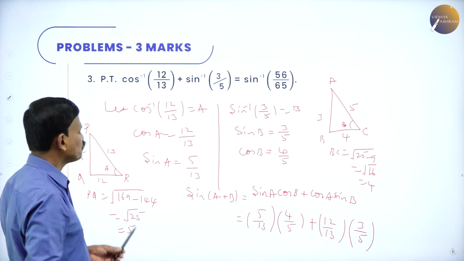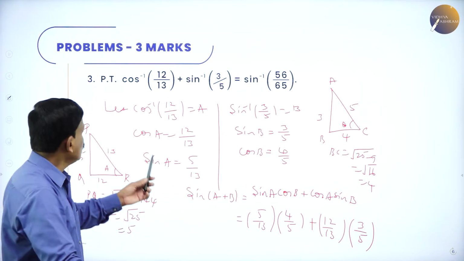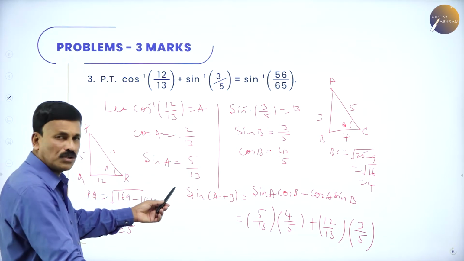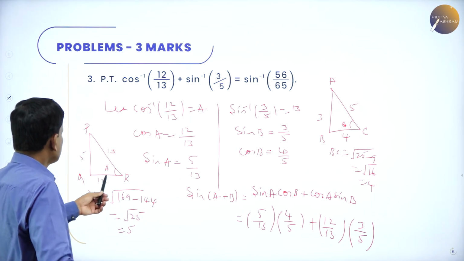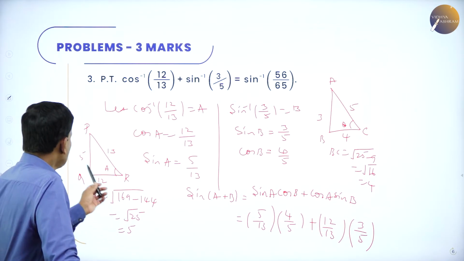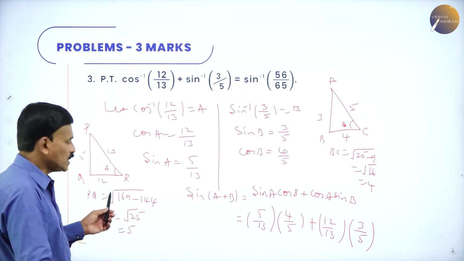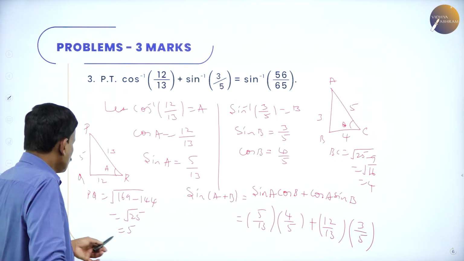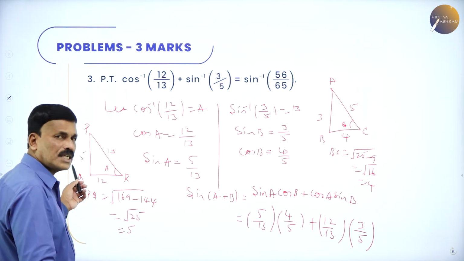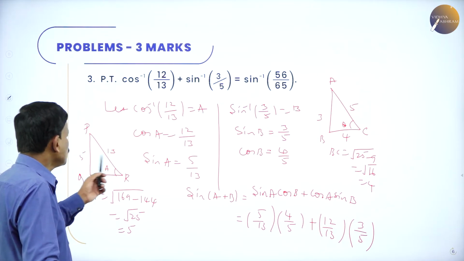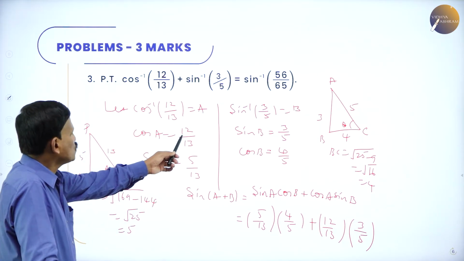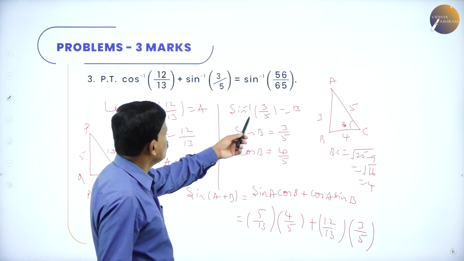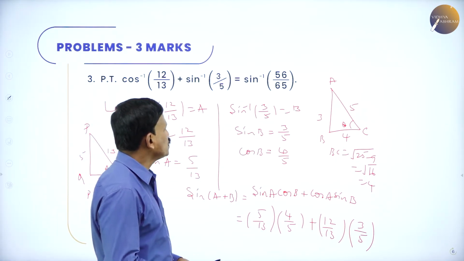That's it. So here, let me explain once again. Let us consider cos inverse 12 by 13 is equal to A. Cos A is equal to 12 by 13. Find out the value of sin A. Sin A is equal to opposite by hypotenuse. Just represent in a triangle and get the value of the other side. So you will get PQ as 5. Again, sin theta is opposite by hypotenuse, that is 5 by 13. Cos A is 12 by 13. Sin A is equal to 5 by 13. Again, consider this as B. Sin inverse of 3 by 5 is equal to B.